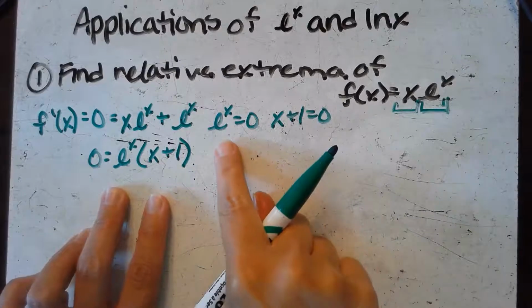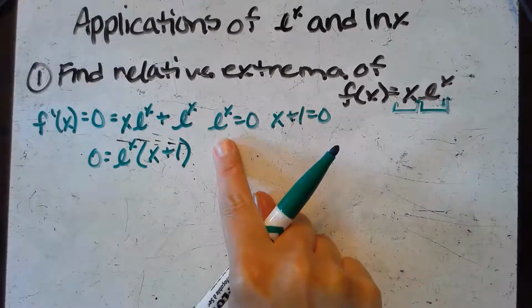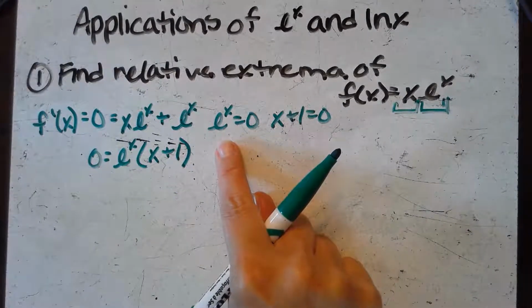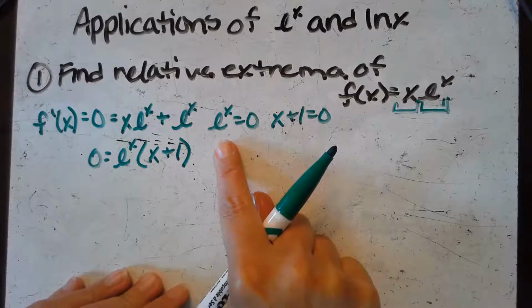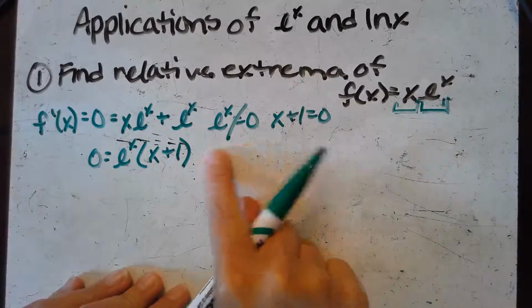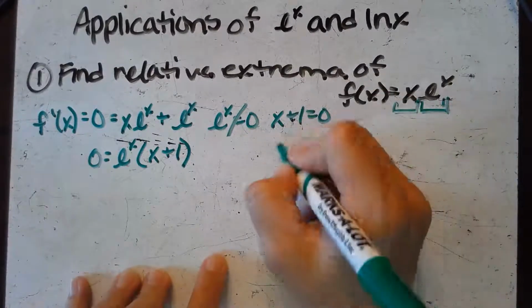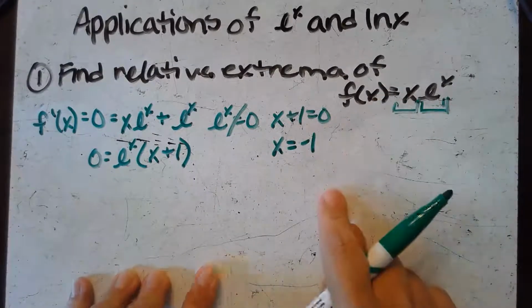Now, let's recall this. E to the x. E is just a number. It's like 2 point something. And this says exponential. Does this ever equal 0? No. So I'm not going to get an x value from there. But here, I get x equals negative 1.